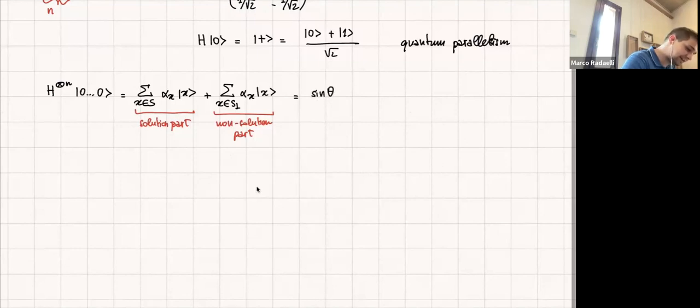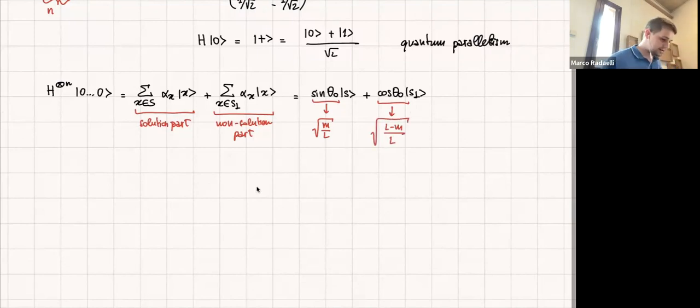So this can be redefined as this object here, plus cos theta naught S orthogonal. Now we define some quantities, the alpha of x, the sin theta naught, and so on. We need to define what they mean in the physical picture. The sine of theta naught is the square root of m over L, and the cosine of theta naught is what is needed for normalization. So it's the square root of L minus m over L, if I'm not wrong. Nice, so that's the state we have at the beginning.